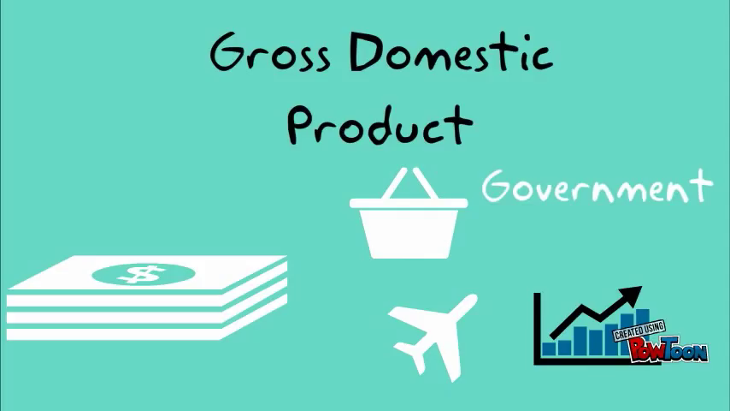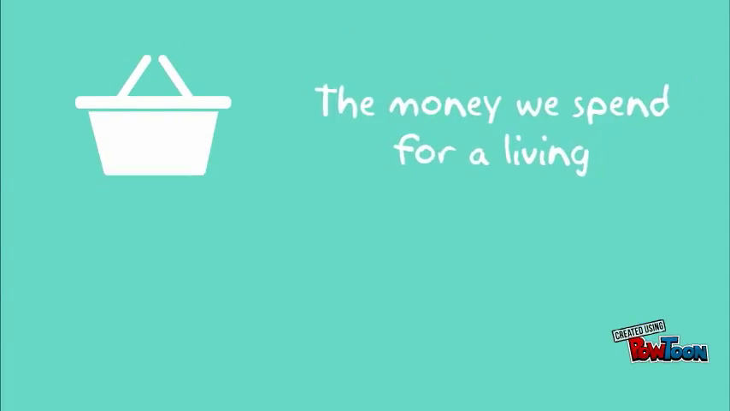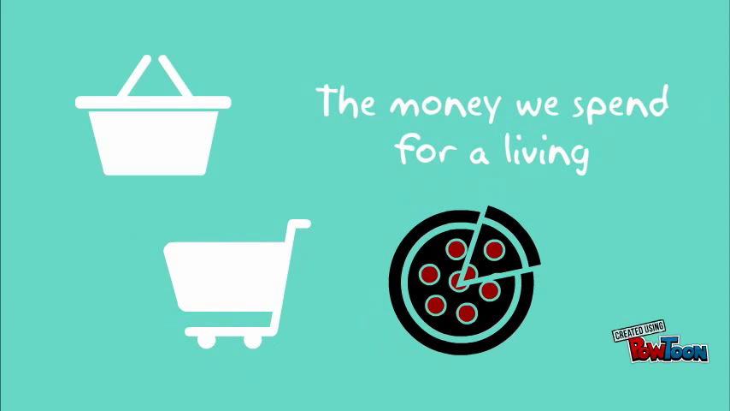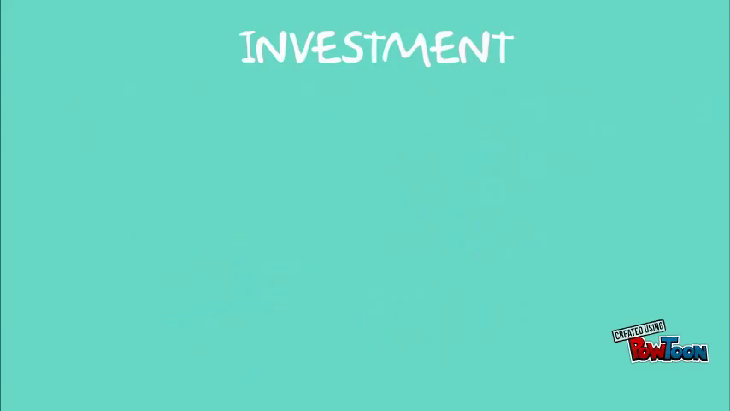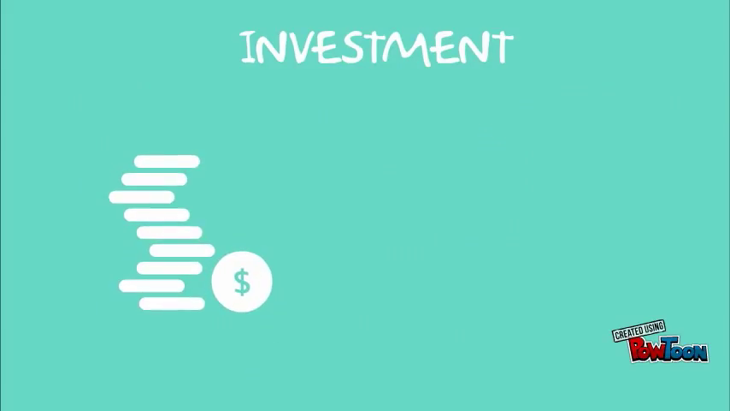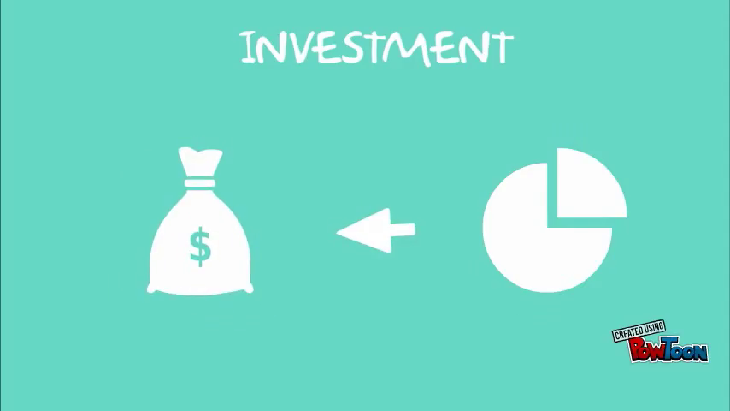government expenses. Domestic consumption is basically the money we spend for a living, which is simply what is bought normally every day. Investment is money we use to buy a part of a company so that later we get an extra income from them as part of them.